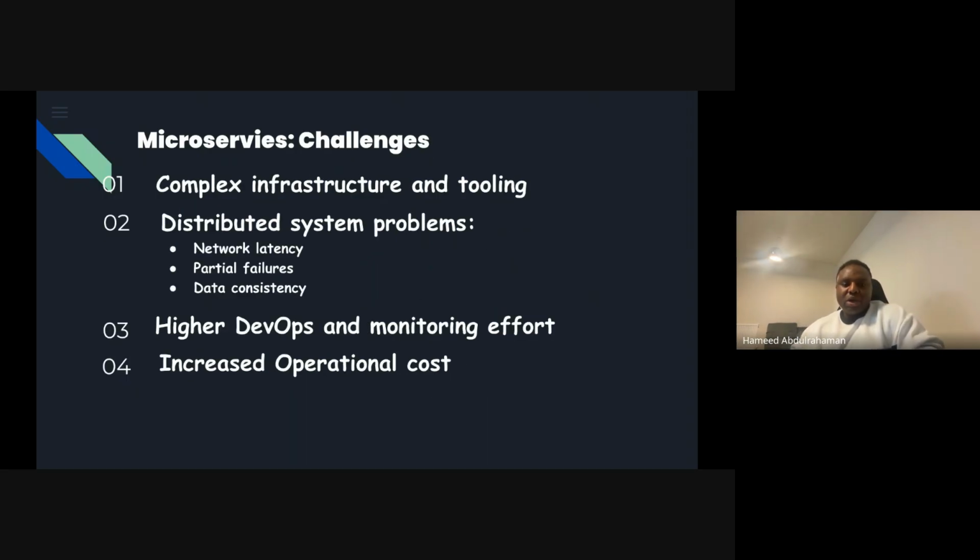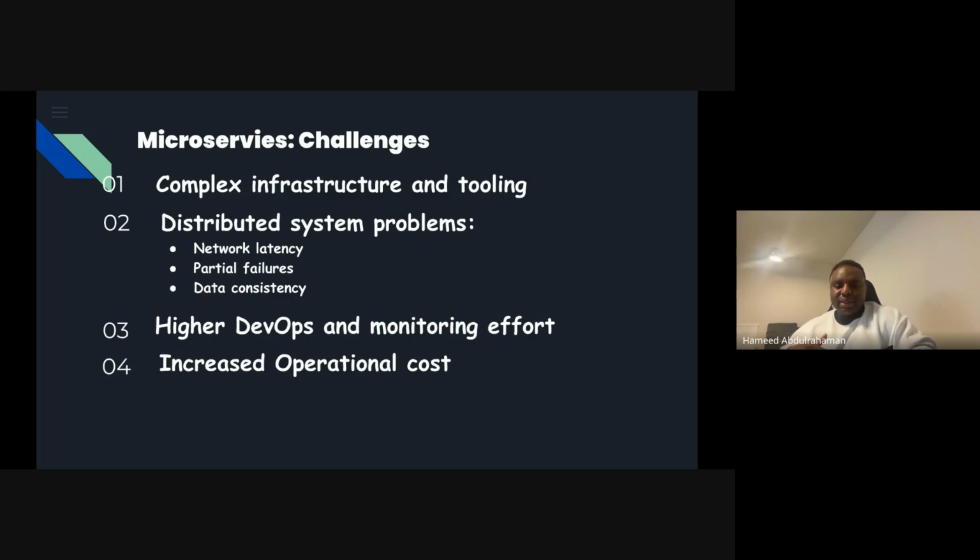So then we talk about the challenges of microservices. It's a complex architecture, infrastructure and tooling. It's quite complex compared to monolithic. So then you think about platform engineering, you think about reliability, you think about the deployment, you think about the pipeline, you think about the messaging queue. So these are a lot of complexity that are involved when you're thinking about going into microservices.